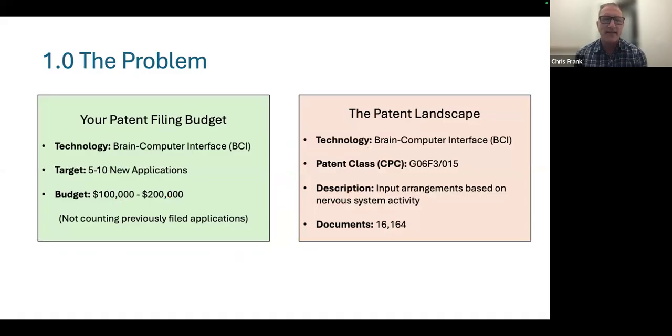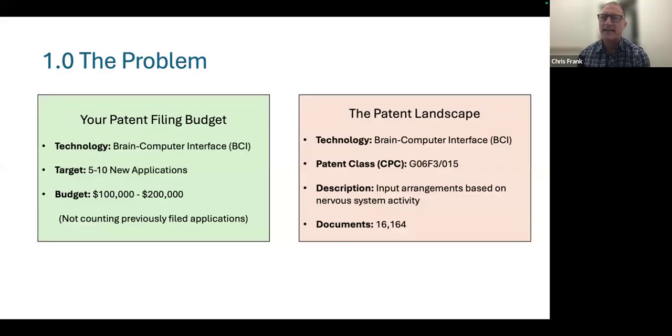Here's the problem statement. You are a startup in the BCI, brain-computer interface space, and you have a patent filing budget. Your budget allows you to file somewhere between 5 and 10 new patent applications. At about $20,000 per patent, that gives you a $100,000 to $200,000 budget for new patent filings. And that's not counting the applications that you've previously filed in prior years that this will be stacked on top of. Okay, so what are you filing into?